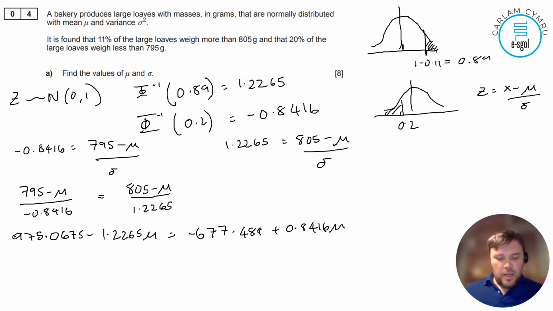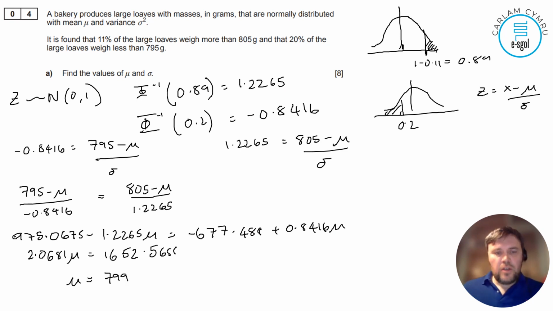You know how to do all this. So what we would end up with is 2.0681 mu equals 1652.5655. So mu, by bringing that underneath there, would be 799. So we've now worked out what the mean is.